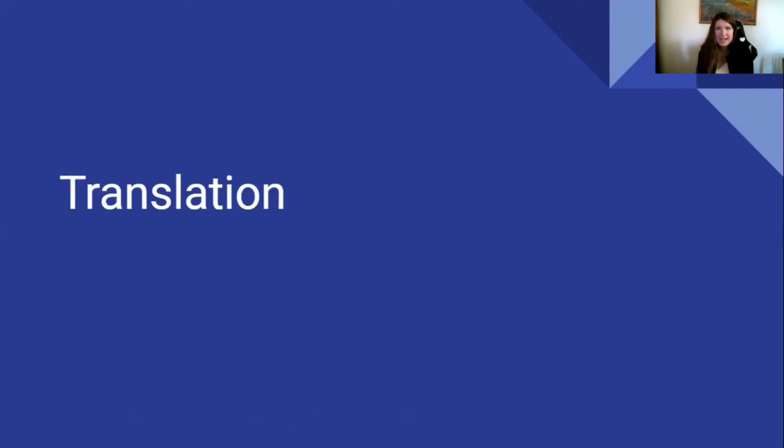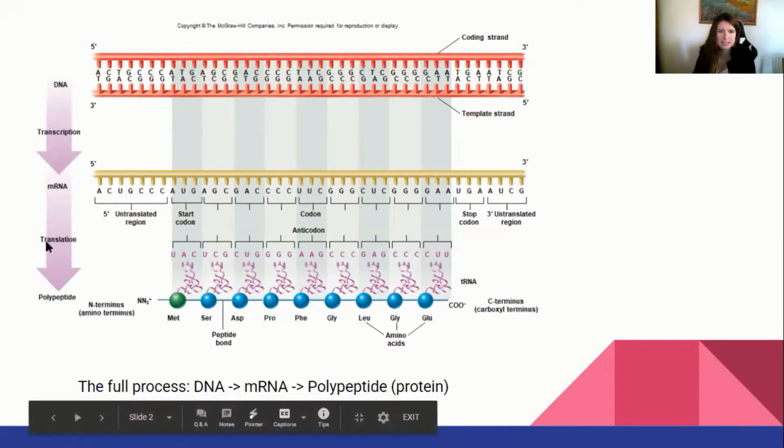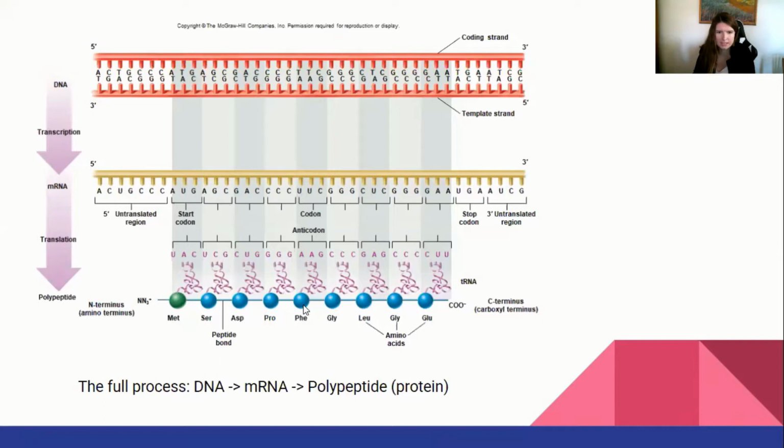So the second half of getting to a protein is a process called translation. We talked last time about the process of transcription, which takes us from DNA to RNA, our mRNA, messenger RNA, which is able to leave the cell's nucleus. Now we're going to talk about this second part, translation, where we take this mRNA transcript and make a polypeptide.